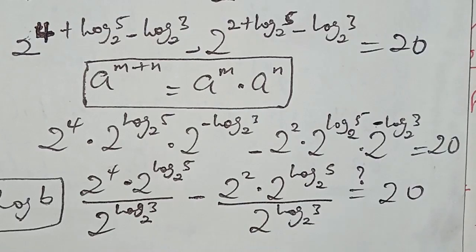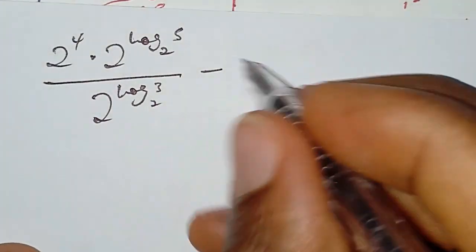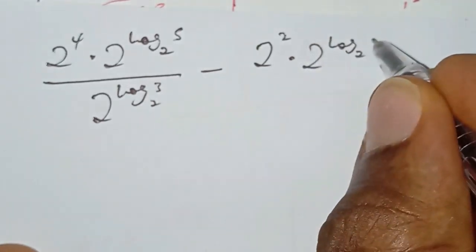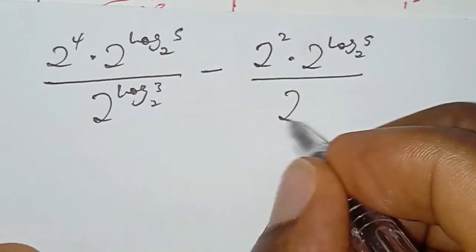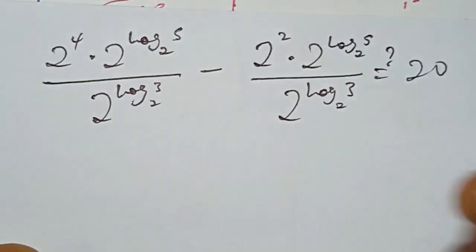So from here, the next step becomes 2 raised to power 4 multiplied by 2 raised to power log of 5 base 2 over 2 raised to power log of 3 base 2, minus 2 raised to power 2 multiplied by 2 raised to power log of base 2 5 over 2 raised to power log of base 2 3. Will that be equal to 20?